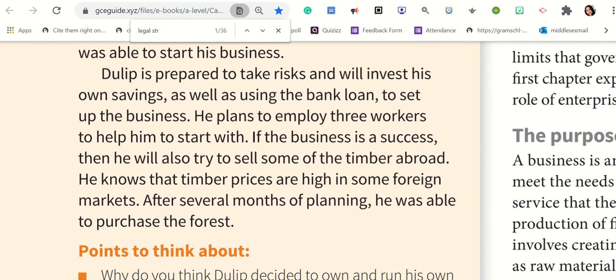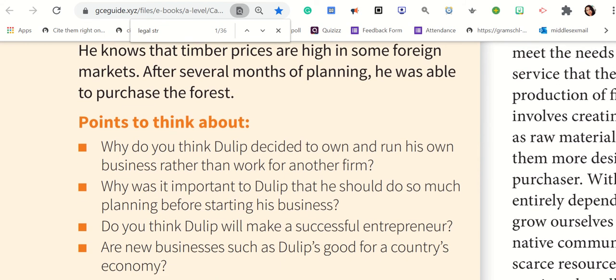Dulip is prepared to take risks and will invest his own savings as well as using the bank loan to set up the business. He plans to employ 3 workers to help him to start with. If the business is a success, then he will also try to sell some of the timber abroad. He knows that timber prices are high in some foreign markets. After several months of planning, he was able to purchase the forest.